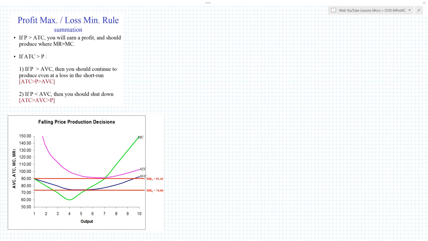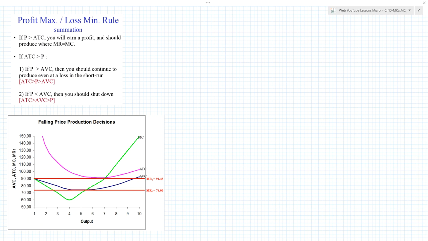However, if the price falls so low that it falls even below the average variable cost, well, what that means is you can't cover any of your fixed cost, and then you should shut down, which by definition for us means produce zero output. Yes, you'll still lose your fixed cost, but that is your loss minimizing scenario. Better to lose your fixed cost only than to lose your fixed cost plus incur variable cost by producing output that shouldn't be produced.